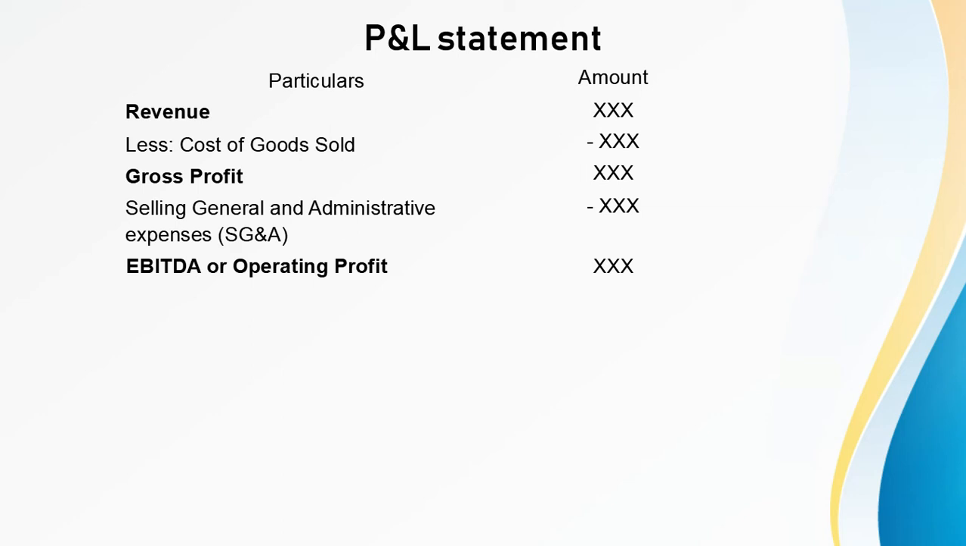After subtracting the selling, general, and administrative expenses, we get the earnings before interest, tax, depreciation and amortization, which is known as EBITDA. This is calculated by subtracting the cost of goods sold and other operating expenses from the revenue. It is sometimes called the operating income or the operating profit because it does not include non-operating items like non-operating incomes and expenses, interest, and taxes.